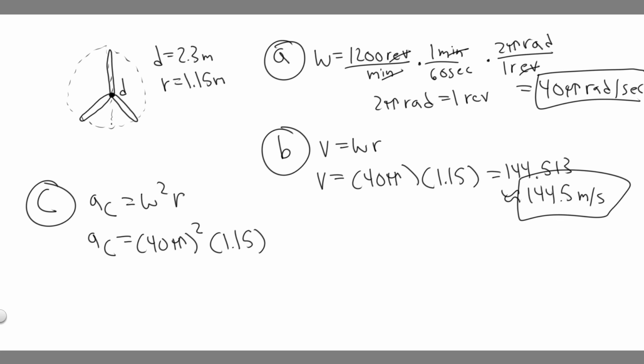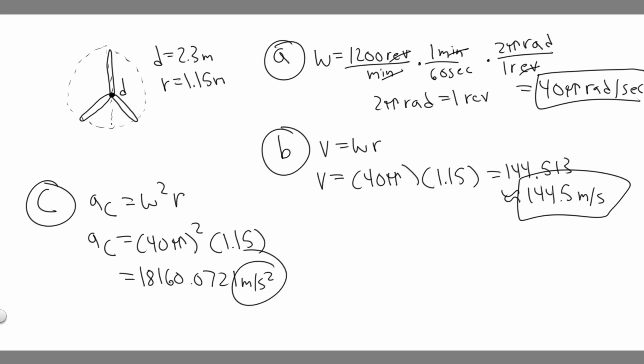40 times pi, or 40 times pi squared, and then multiply it by 1.15. So when you go ahead and do that, you're going to get it equals 18160.0721. And keep in mind this is going to be in meters per second squared.